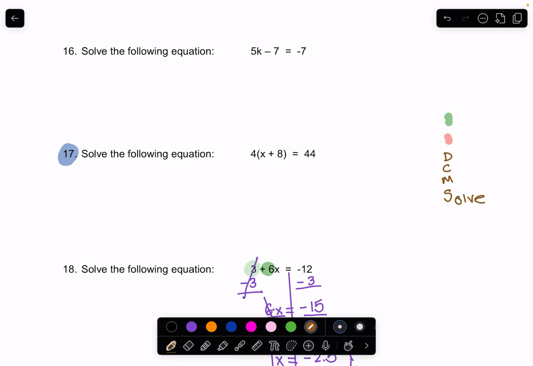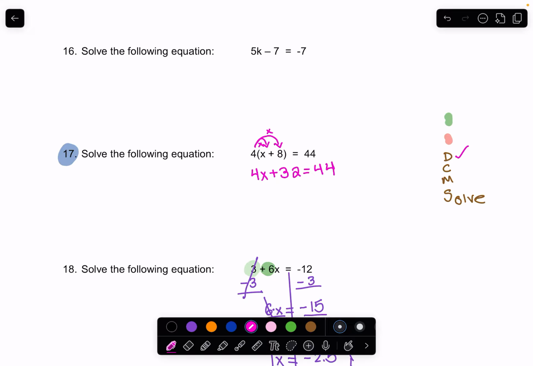Let's go. So the first thing that you look for is distribution. So you're looking for those parentheses, and if there's a number outside that you can distribute. Distribute meaning that you're going to multiply. So in this case, I have a 4 outside that I can distribute to both of the terms inside. So again, I'm going to be multiplying 4 by each of those terms. So 4 times x gives me 4x. 8 times 4 gives me 32. 44 stays the same because I have not touched it.